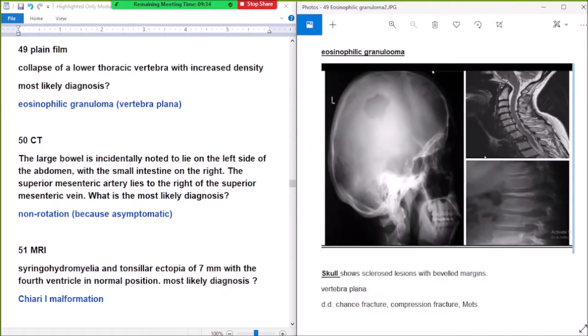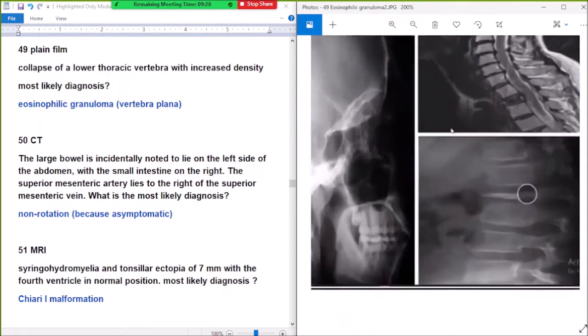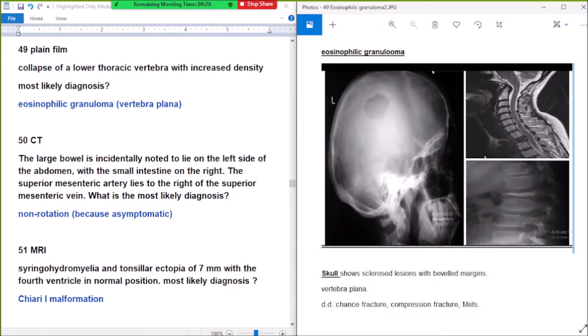Now eosinophilic granuloma skull shows sclerosed lesions with bevelled margins. Vertebra plana. Differentials are chance fracture, compression fracture, metastasis.